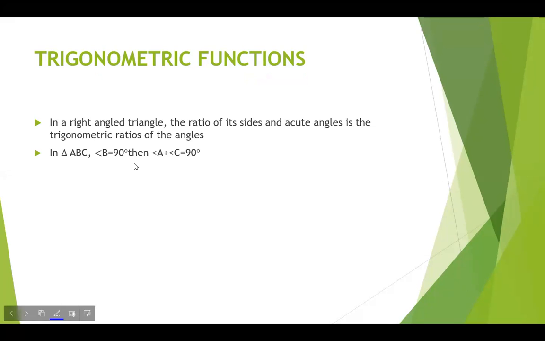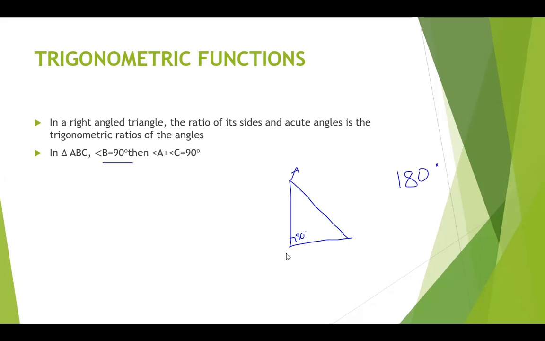angles. Suppose I consider a right angled triangle, then one angle is 90 degrees. You know the sum of all the angles of a triangle must always be equal to 180 degrees. Suppose A, B, C are the vertices, which means angle A plus angle B plus angle C is 180 degrees. Amongst these three angles, one is 90 degrees, which means the sum of the remaining two angles, angle B plus angle C, is 180 degrees minus 90 degrees, which should be equal to 90 degrees.